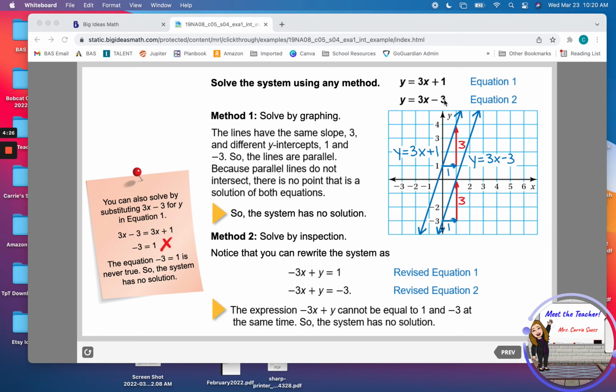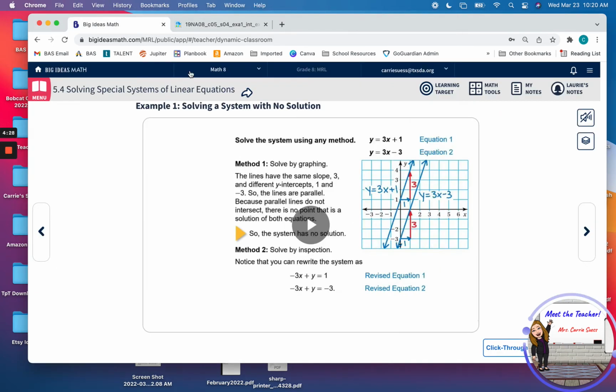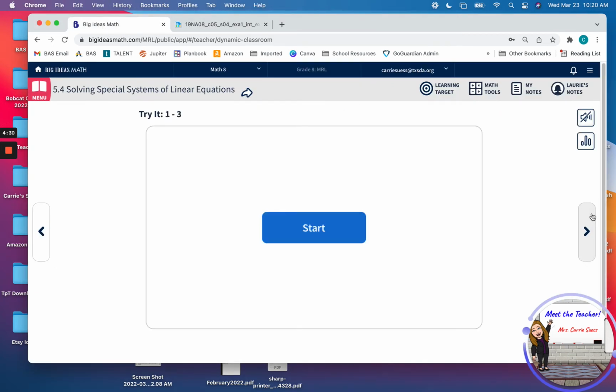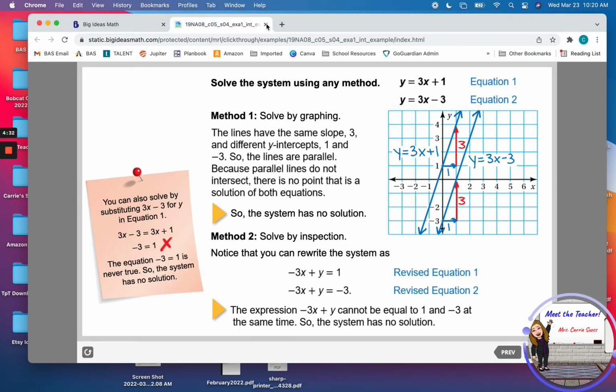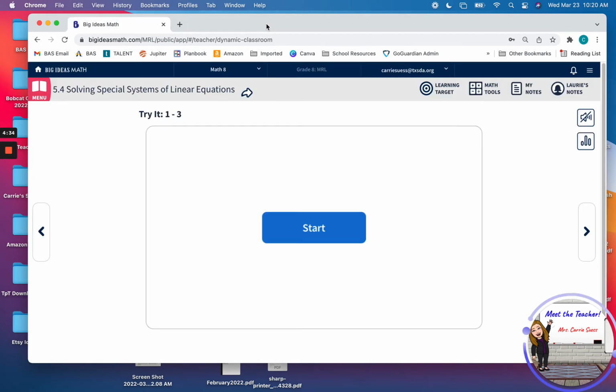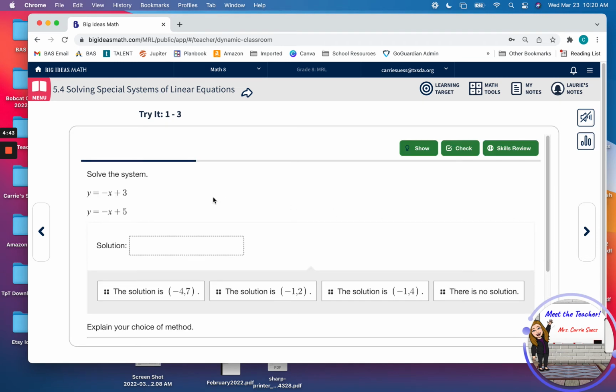Okay. All right. Go do try it's 1 through 3. So with this lesson, it looks like you're telling me one solution, no solution, or many solutions. Although this first one is either one solution or no solution. Well, I'm going to write that down. Wow, that was easy.